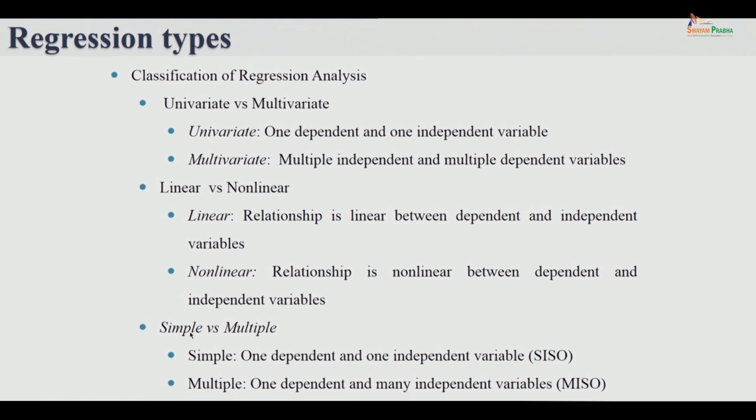We could also classify regression as simple versus multiple. Simple regression is the case of this single dependent and single independent variable, also called the SISO system, and multiple linear regression is the case when we have one dependent variable and many independent variables, or what is called the MISO case, multiple input single output. So, these are various ways of denoting the regression problem. We will always look at the simplest problem to start with, which is the simple linear regression, which consists of only one independent, one dependent variable, and analyze it thoroughly.